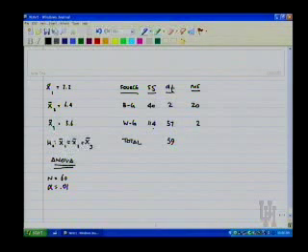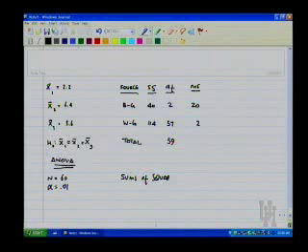What is SS again? SS is sums of squares. DF we know is degrees of freedom, and MS is mean square.